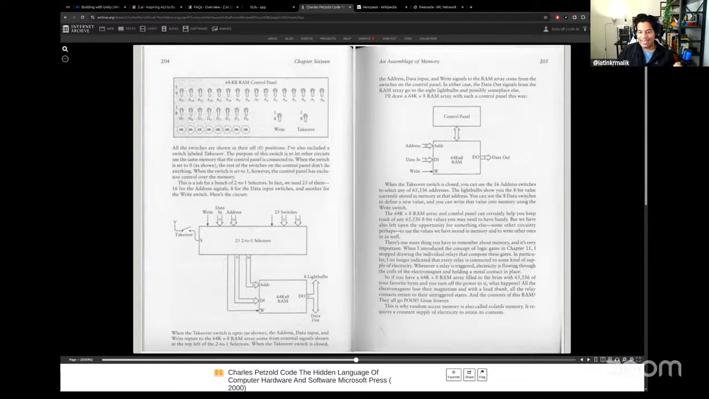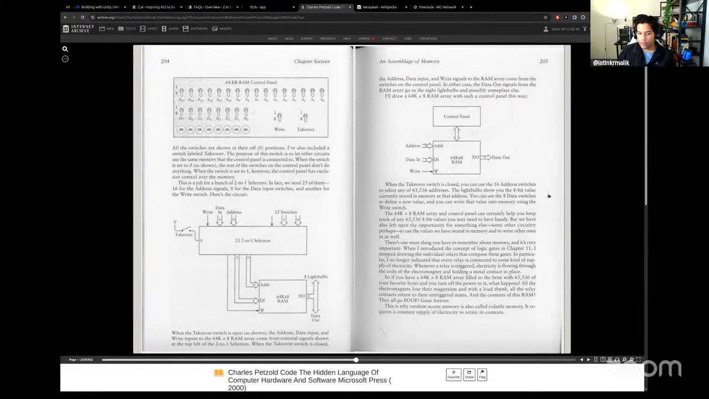The 64K by 8 RAM array and control panel can certainly help you keep track of any of 2 raised to the power 16 8-bit values you may need to have handy. But we have also left open the opportunity for something else: some other circuitry, perhaps to use the values we have stored in memory and to write to them as well. There is one more thing you have to remember about memory.